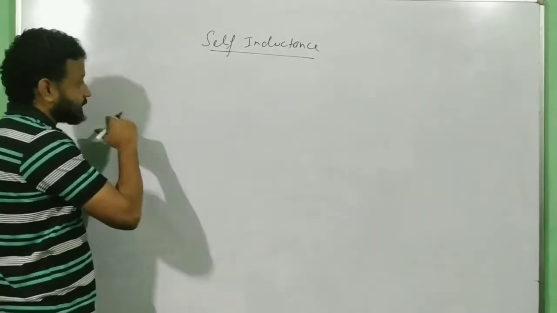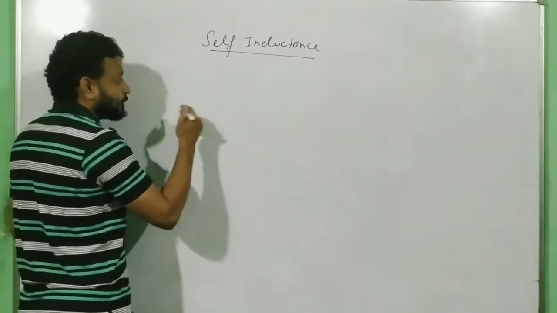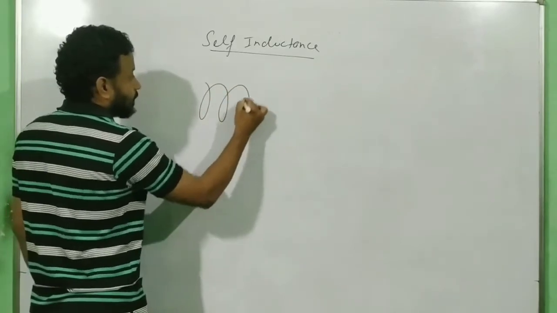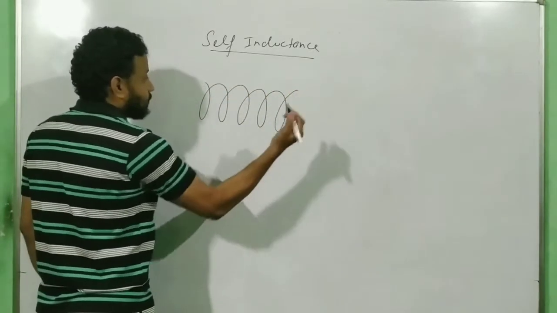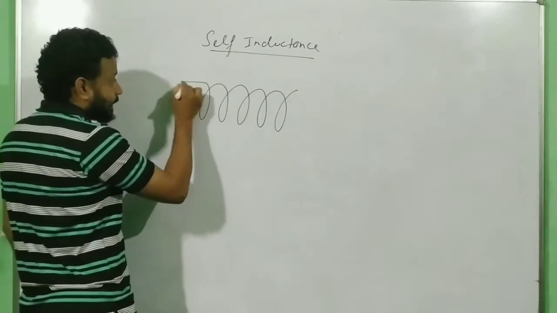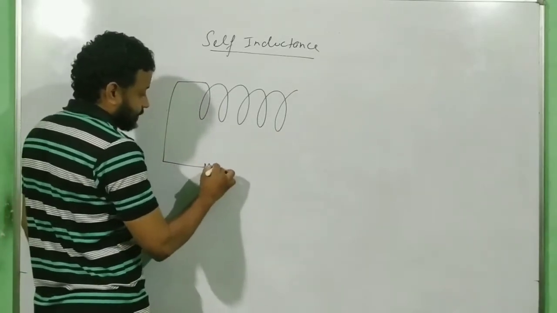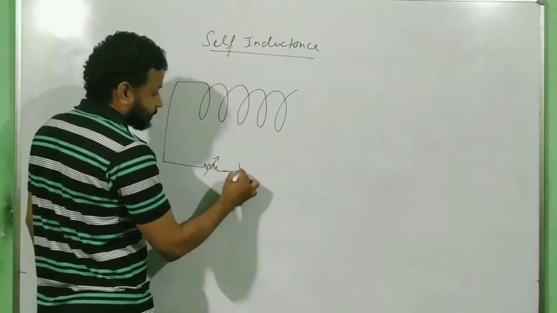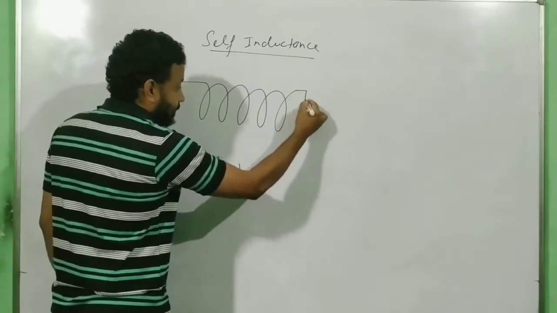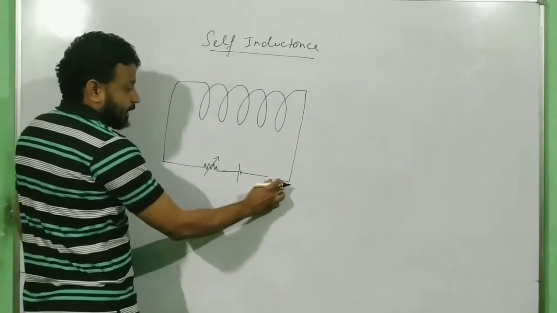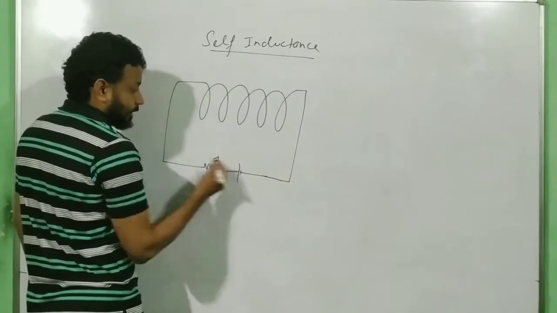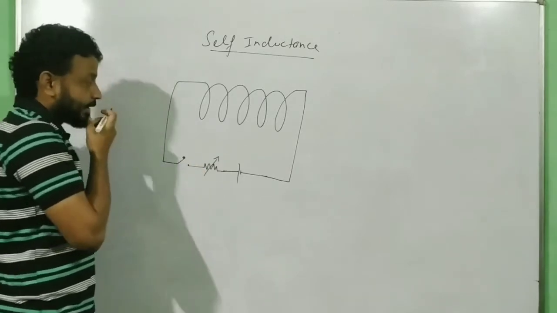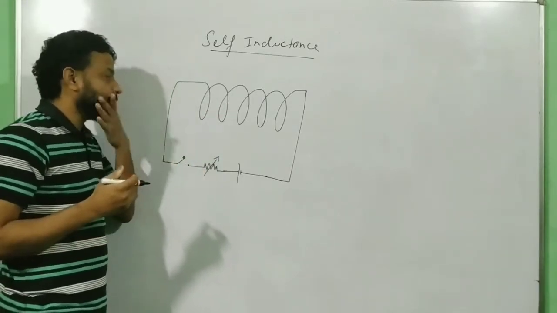Now consider this arrangement. Let us call it a solenoid. Say that I have an arrangement through which I can create some current in the circuit, and we can also put a switch over here. Right now there is no current flowing in this solenoid.